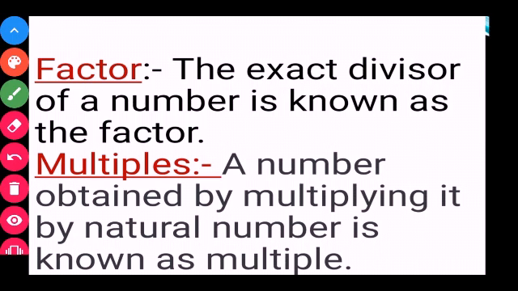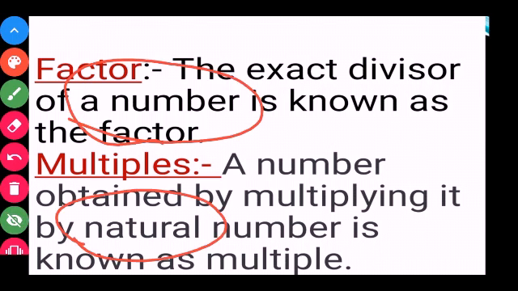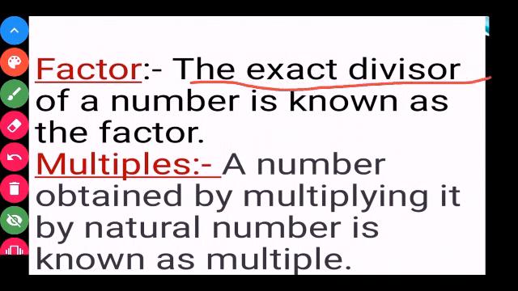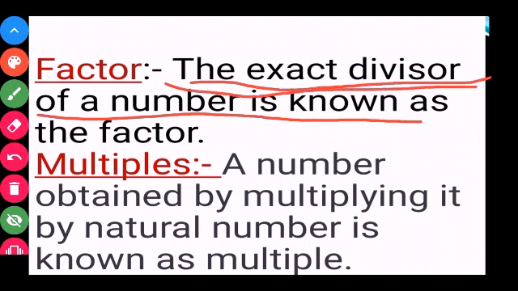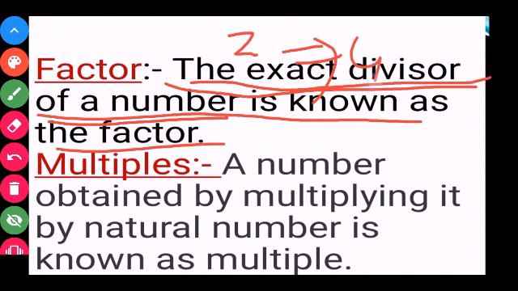Definition of factors. What is a factor? The exact divisor of a number is known as a factor. Try to understand again: the exact divisor of a number is known as a factor. For example, 2 and 3 are factors of 6. Why? Because 2 and 3 divide 6 exactly. Similarly, 2 is a factor of 4 also. Why? Because 2 divides 4 exactly.